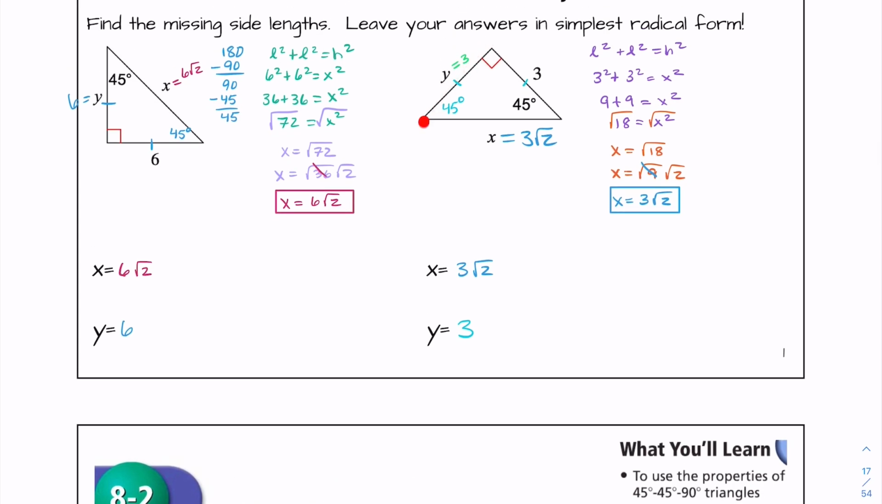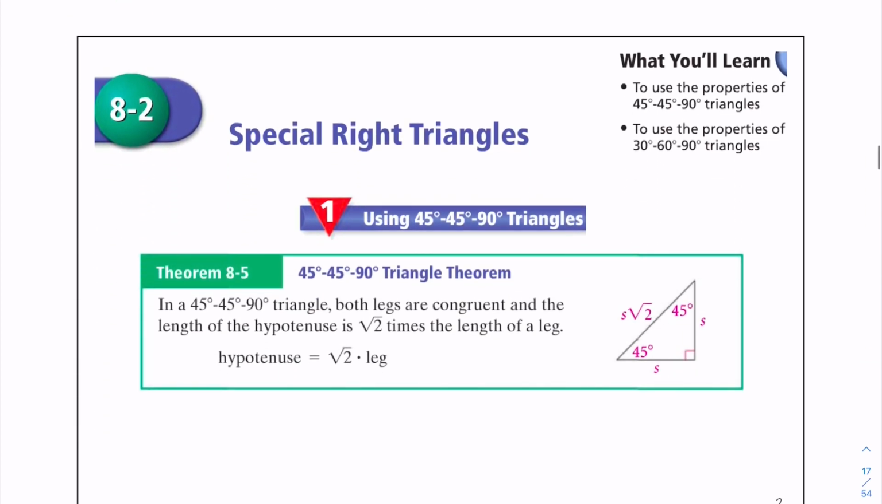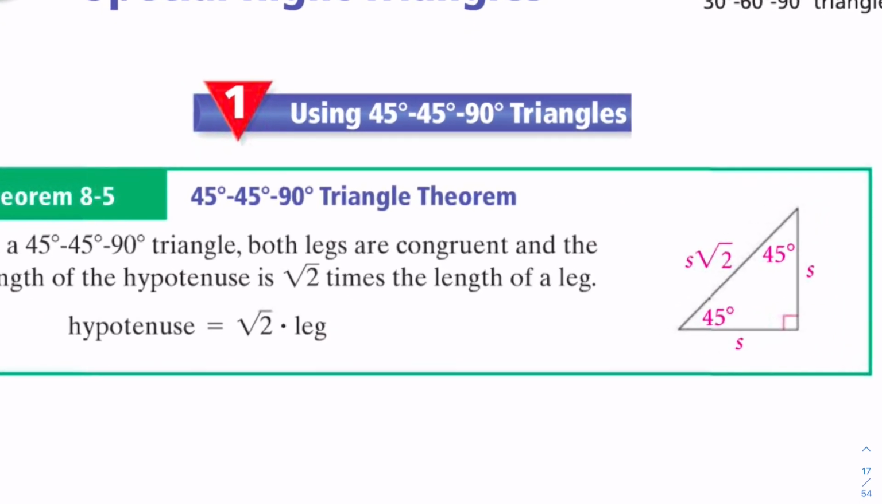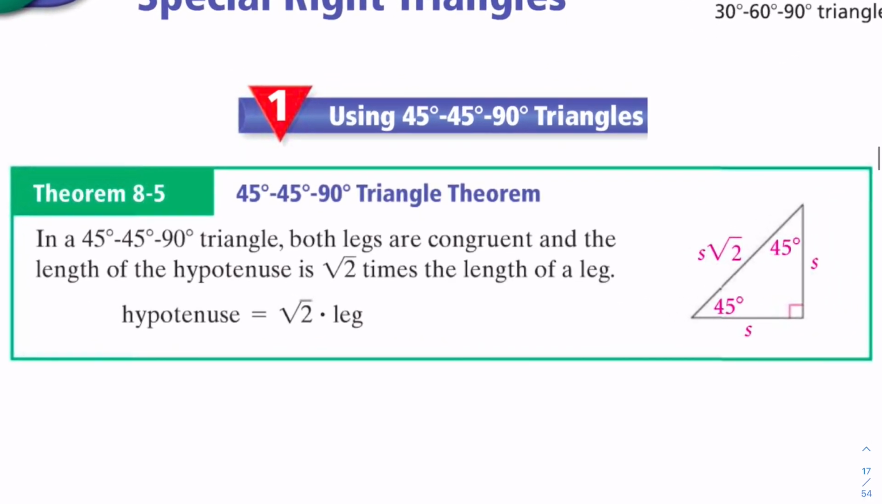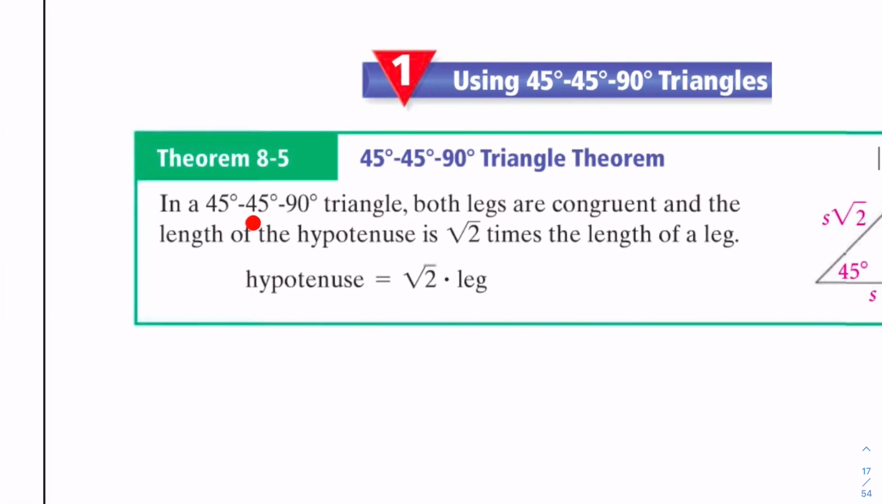3 times the square root of 2 is 3 square roots of 2. That will always give us our hypotenuse. So let's go on to the first theorem using 45-45-90 triangles. In a 45-45-90 triangle, both legs are congruent, and the length of the hypotenuse is the square root of 2 times the length of the leg.